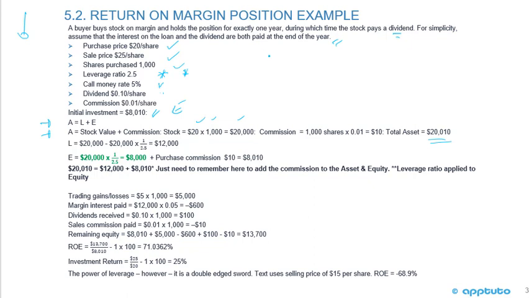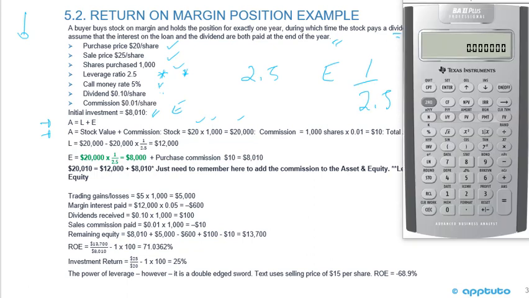Now you can see this leverage ratio. Our liability is going to be 20,000 minus 20,000 times 1 divided by 2.5. When they give you the leverage ratio of 2.5, the equity that we need to put in is 1 divided by 2.5. Bringing up the calculator, when they give you a leverage ratio of 2.5, we do 1 divided by 2.5, and that's the initial margin requirement. You can see it's 40%.